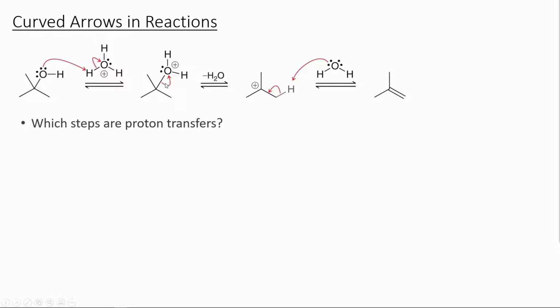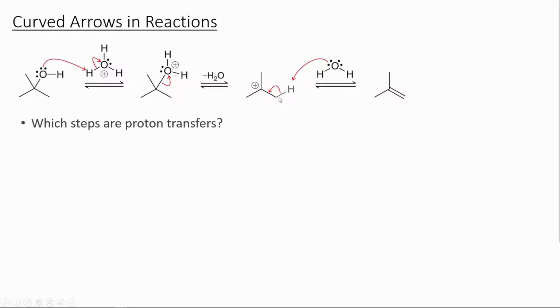In the second step, we have a carbon-oxygen bond breaking. You can see the electrons from this carbon-oxygen bond are moving towards the oxygen. We have water leaving as a leaving group, and so that forms a carbocation. Now this step would not be a proton transfer step. Notice the protons are not moved at all in these arrows.